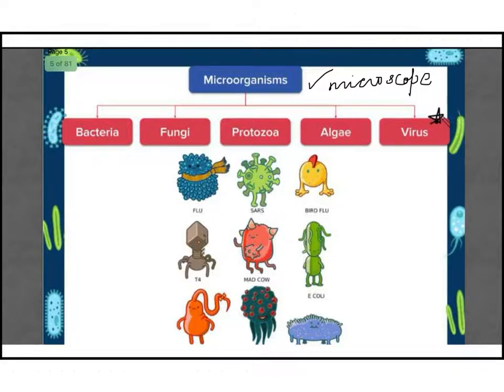Now, dear students, they can be classified into 5 categories. The first is bacteria, right? Second is fungi. Third is protozoa. Fourth is algae, and fifth is viruses. And you can see the beautiful diagrams I'm showing to you. Can you see? Yes.